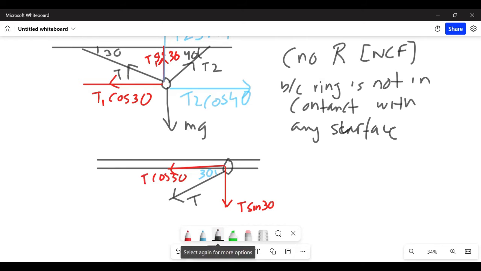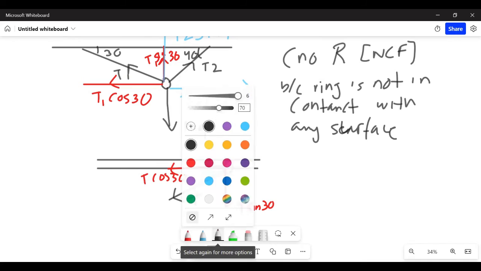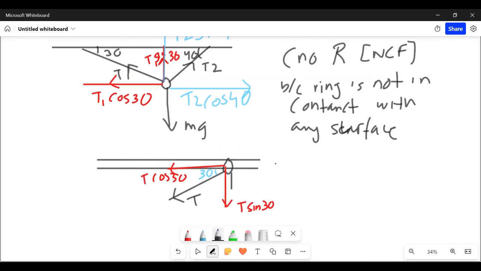Okay. If you're told that there's also weight acting downwards, mg, or the weight, and now there's a contact between the string and the rod, there's a contact over here. So there's going to be an R in the opposite direction. So there's going to be an R here.